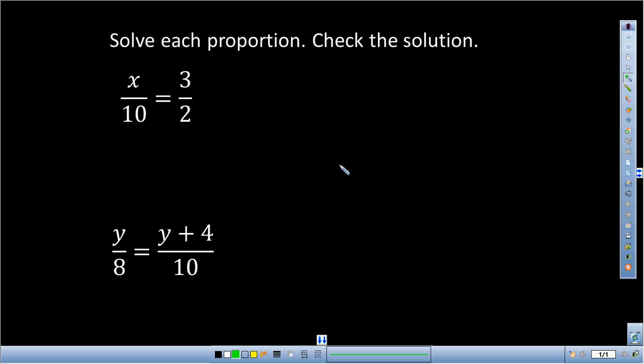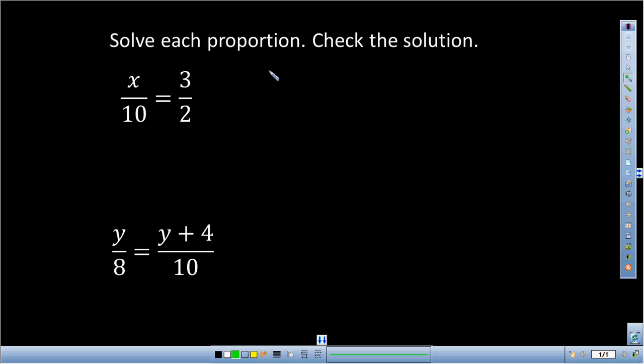And so one thing that we want to remember is the cross products property of proportion. That property basically states that whenever you have a proportion, the cross products are equal to one another. And what do we mean by cross products? That means that x multiplied by 2 is equal to 10 multiplied by 3. So that's what we mean when we say cross products. So that's important for helping us solve proportions such as these. So let's go ahead then and do our cross products for this first proportion.